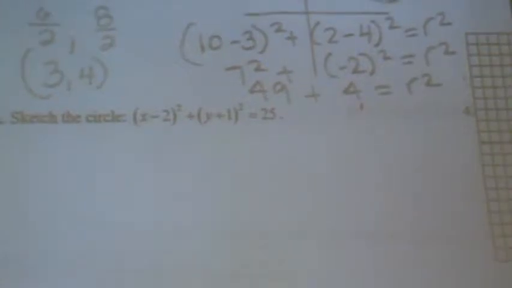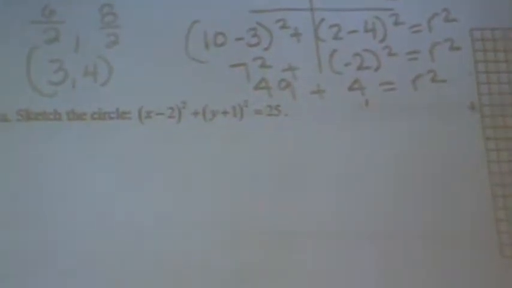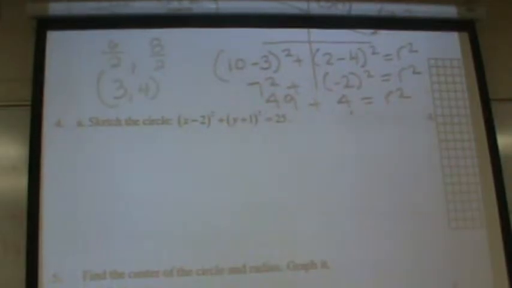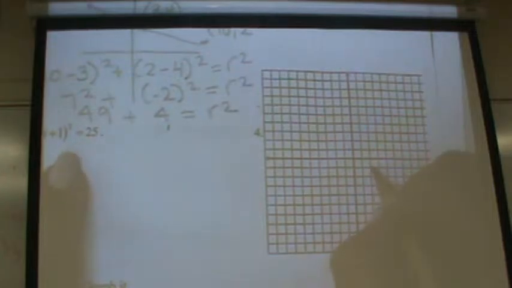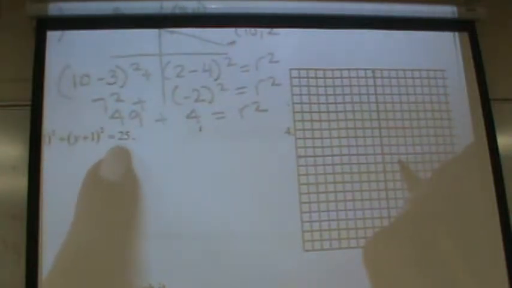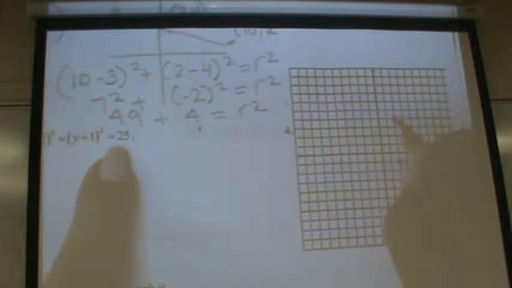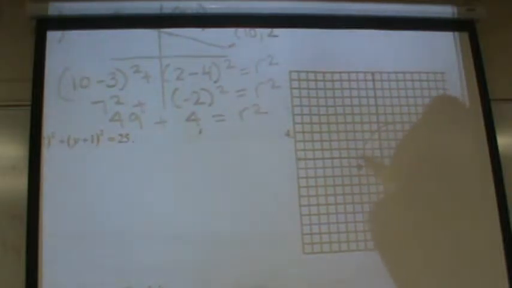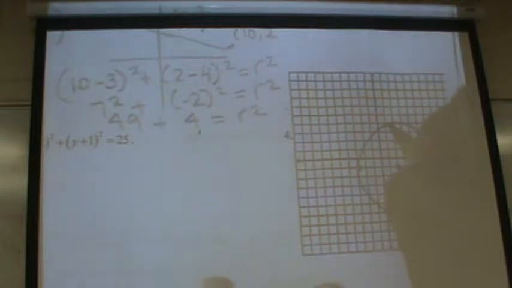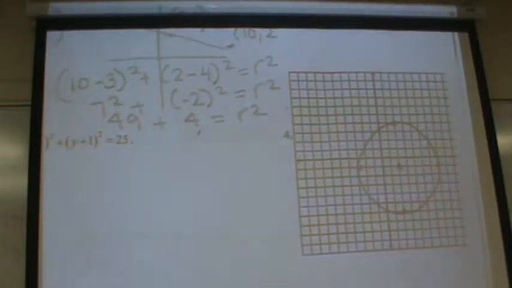All right, how do you sketch number 4? How do you sketch that circle? The center is 2, -1, and the radius is 5. 1, 2, 3, 4, 5. You're going to go 5 north, 5 south, 5 east, and 5 west. North, south, snake your way. That's it? That's it. That's all. Easy.